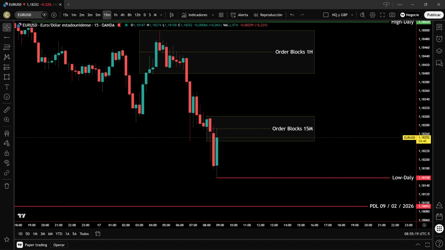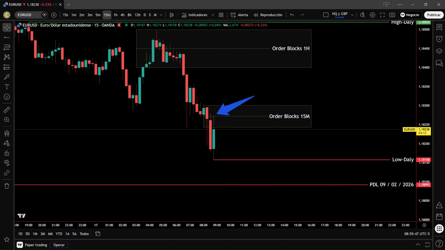We see no candle closes above it, indicating that institutional order flow continues to push the price lower. The price action is clear, every retracement is being used to load new sell orders. As long as this 15M order block remains intact, the bearish bias is absolute. We are witnessing confirmation that the market intends to continue exploring lower levels, keeping the recent low daily under pressure and aiming directly at the external liquidity still pending at the bottom of the chart.